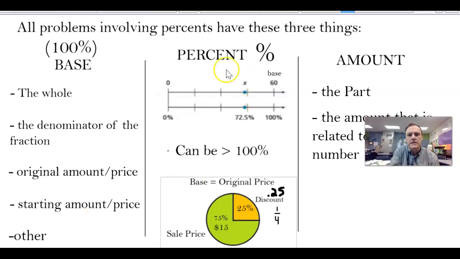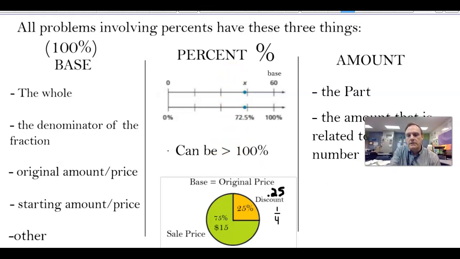We also have a percent. Percent, of course, we understand is a ratio of a number to 100, a comparison to 100. So it can be above 100%, it can be less than 1%, it can be a fraction or a decimal number. So that's pretty easy to find a percent number in a problem.